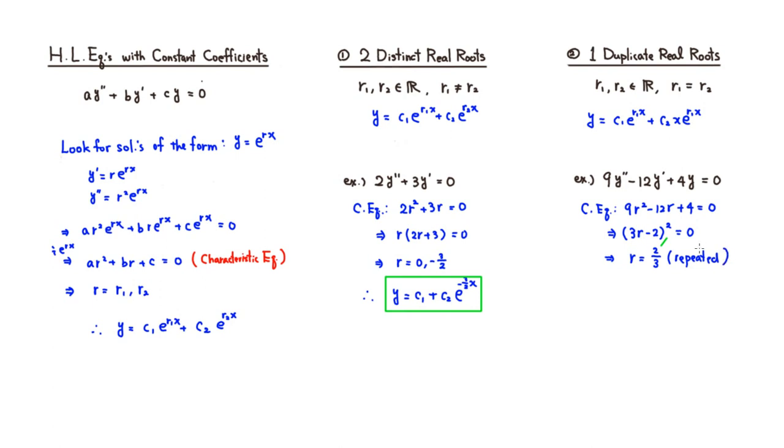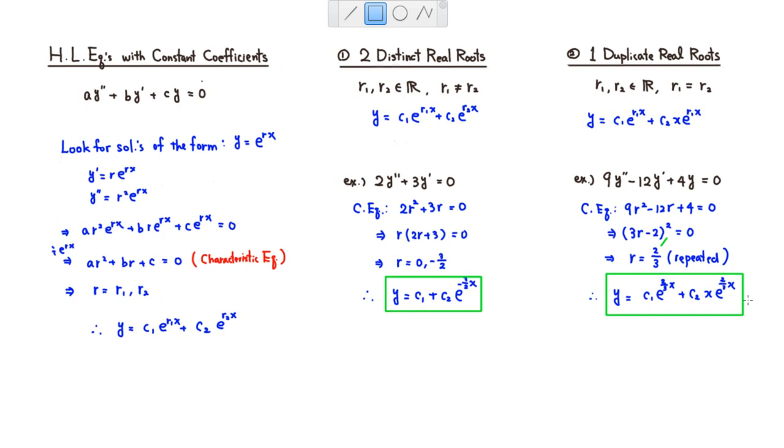Then the solution is y equal to c1 e to the 2/3 x plus c2 x times e to the 2/3 x. That is the solution when you have one duplicate real root.